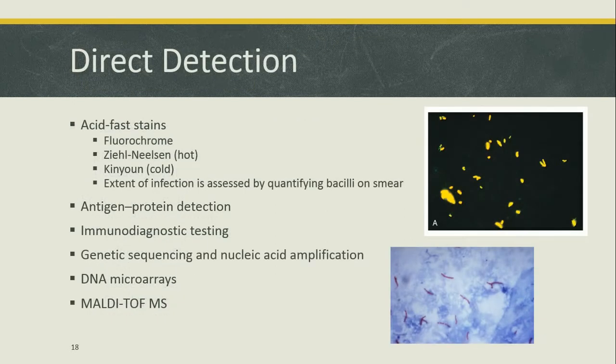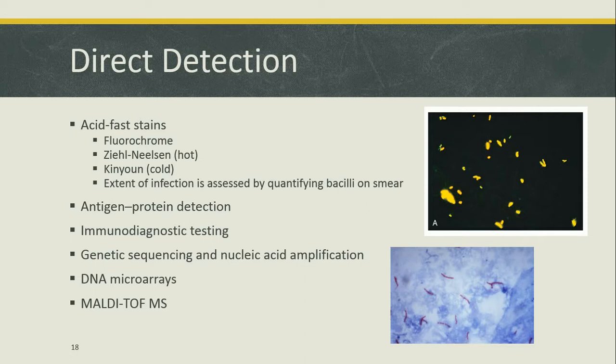Direct detection. So here we go with the different stains. You have your fluorochrome, your Ziehl-Neelsen, and your Kinyoun stain. What you need to remember between these is that fluorochrome stains are the ones that fluoresce. Ziehl-Neelsen uses heat, and Kinyoun is done without heat, or what we call cold. To remember that, Kinyoun and cold have the same beginning sound, and therefore Ziehl-Neelsen is the hot one, or has an H in it if you want to remember it that way.